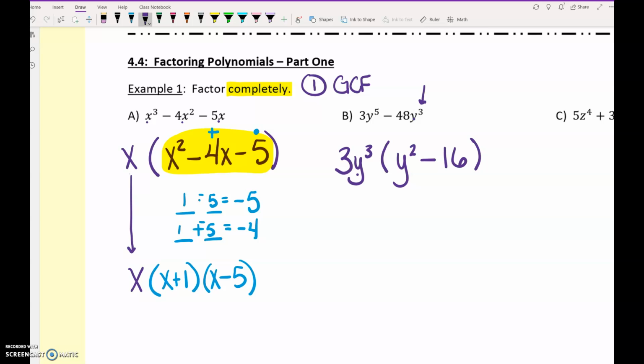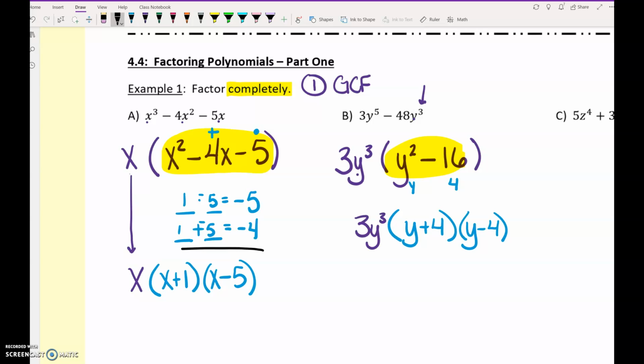All right, is this one done? Is it fully factored? No, y squared minus 16, that is a difference of 2 squares. Y squared is the perfect square of y. 16 is the perfect square of 4. So that part factors into y plus 4, y minus 4. Don't forget the 3y to the 3rd in front. That's the answer.